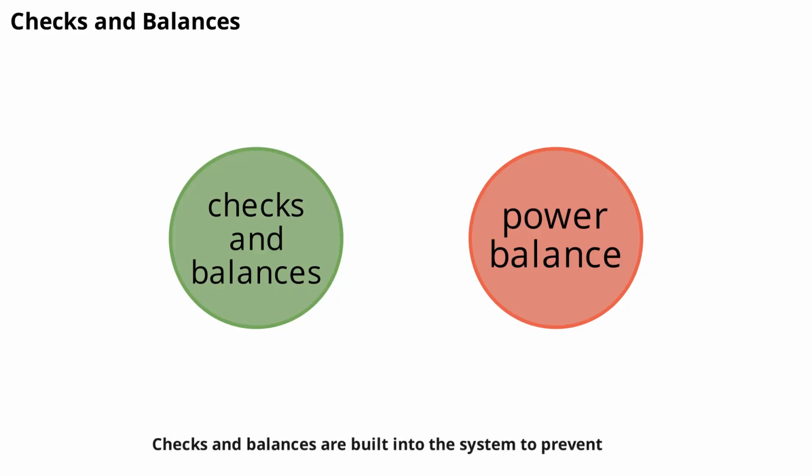Checks and balances are built into the system to prevent any one branch or level of government from becoming too powerful. Each branch can limit the powers of the others, and the different levels can challenge each other when necessary. This system protects individual rights and maintains a balance of power.